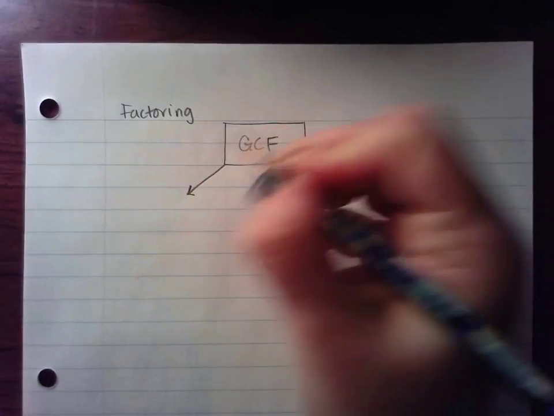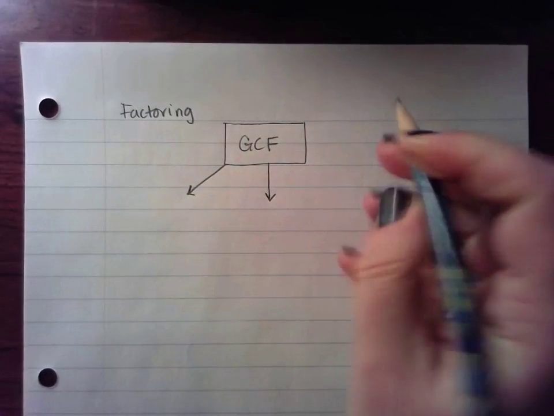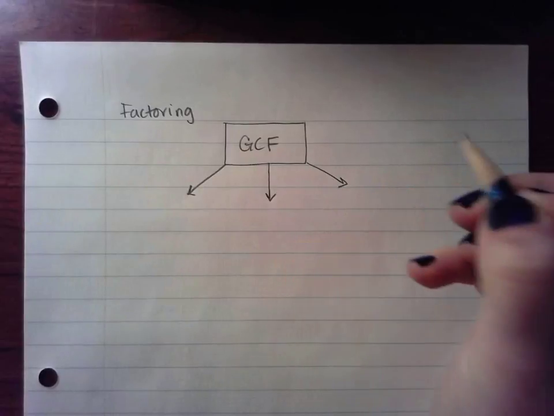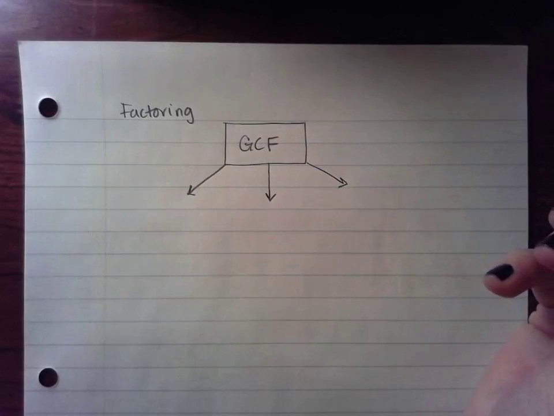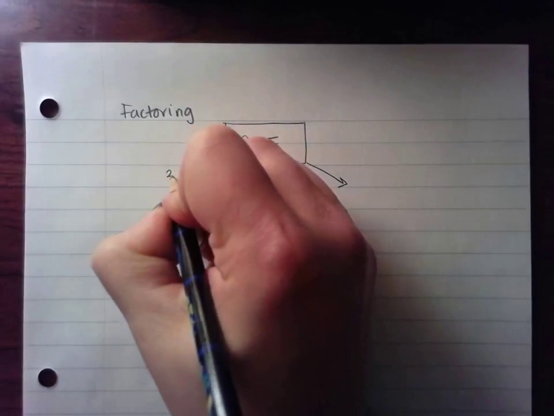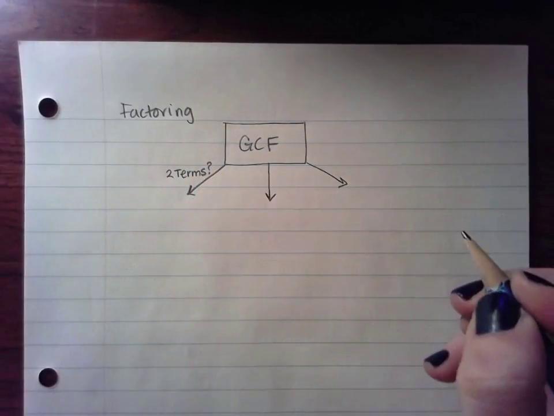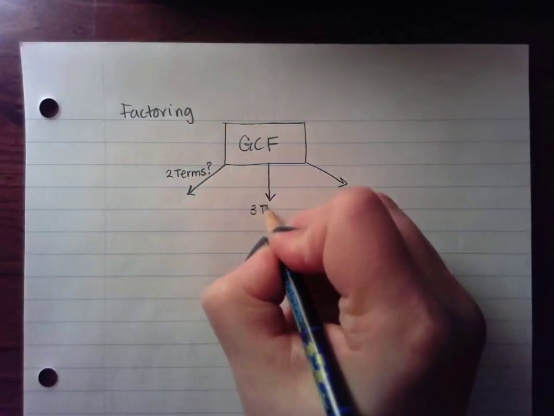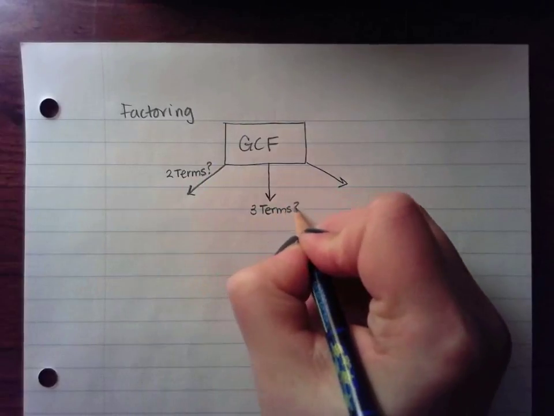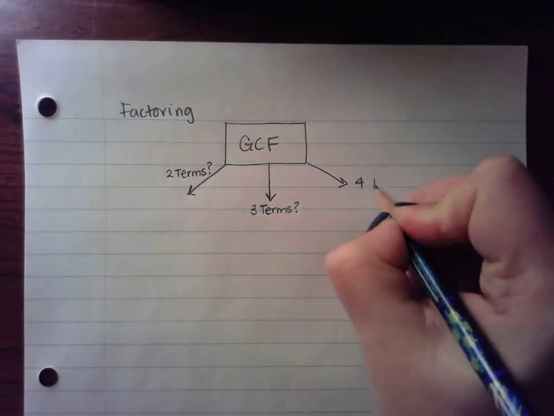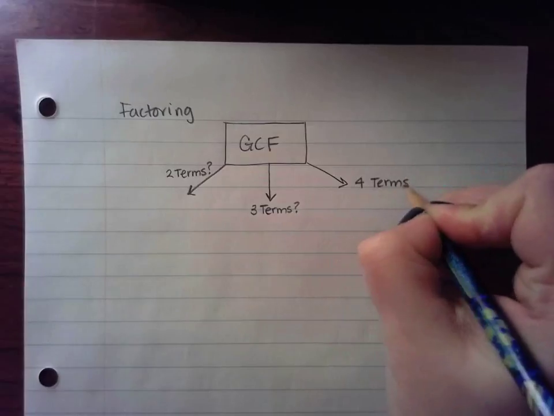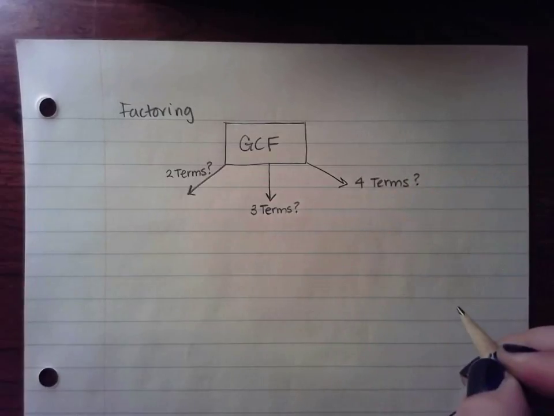Then after you do that, you're going to want to count how many terms that you have, and that's going to also help you decide on which technique to use. So you're either going to have two terms. Remember, terms are separated by addition or subtraction, or you may have three terms, or you may have four terms. That's all you have to worry about in Algebra 2, is up to 4 terms.